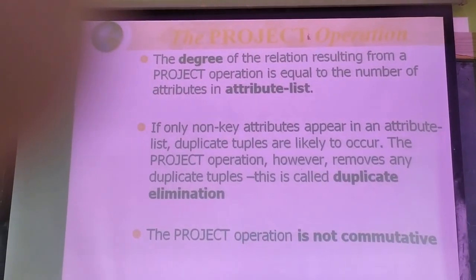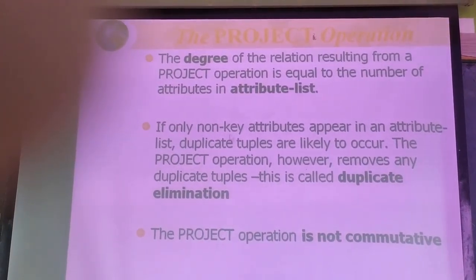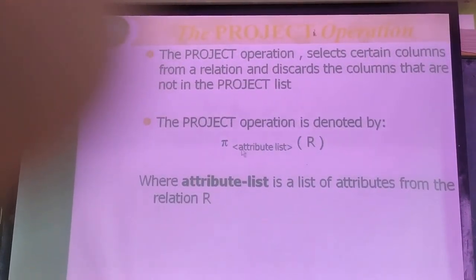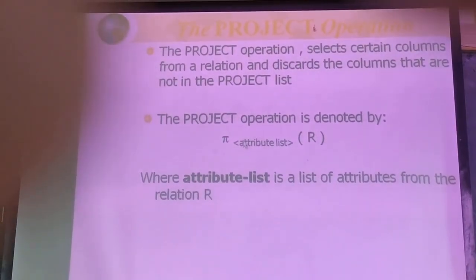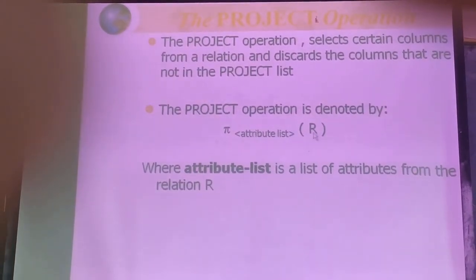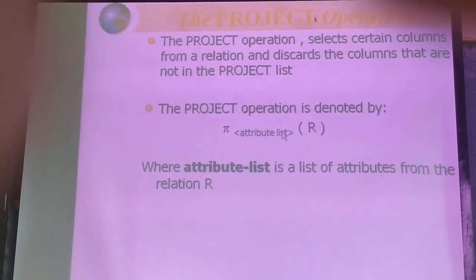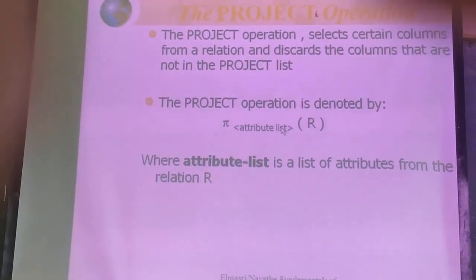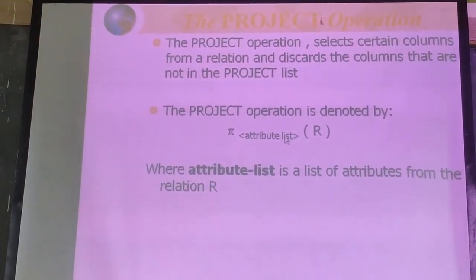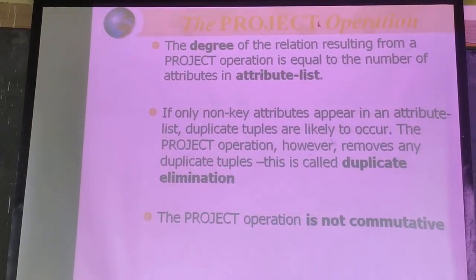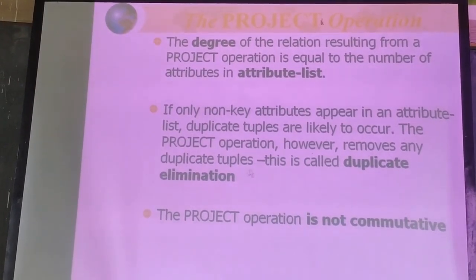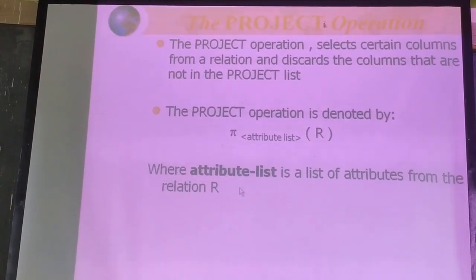If only non-key attributes appear in an attribute list, that is, in the selection condition, the attribute list should not contain key attributes. All the attributes should be non-key attributes, which means none of the attributes should be primary keys. Duplicate tuples are likely to occur. The project operation, however, removes any duplicate tuples. This is called duplicate elimination.